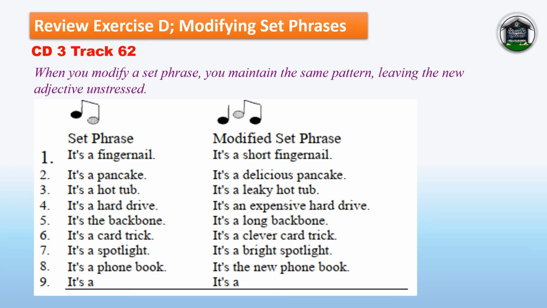Review Exercise D. Modifying set phrases. When you modify a set phrase, you maintain the same pattern, leaving the new adjective unstressed. 1. It's a fingernail. It's a short fingernail. 2. It's a pancake. It's a delicious pancake. 3. It's a hot tub. It's a leaky hot tub. 4. It's a hard drive. It's an expensive hard drive. 5. It's the backbone. It's a long backbone. 6. It's a card trick. It's a clever card trick. 7. It's a spotlight. It's a bright spotlight. 8. It's a phone book. It's the new phone book.